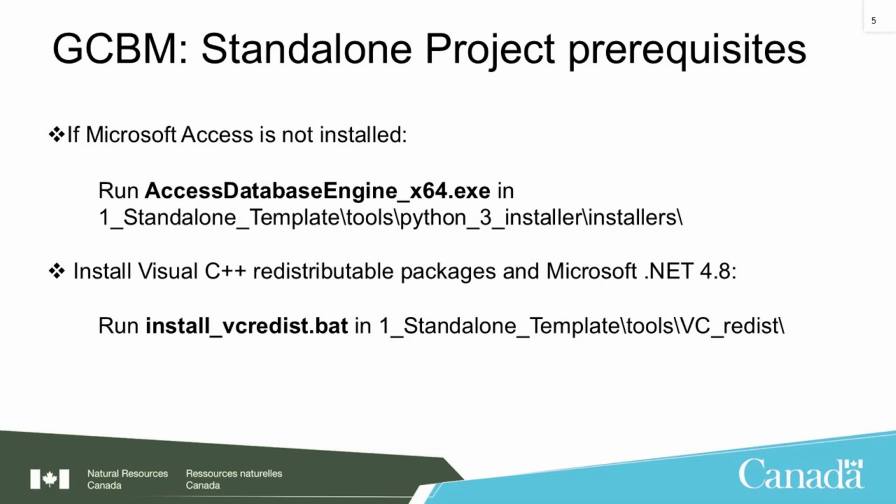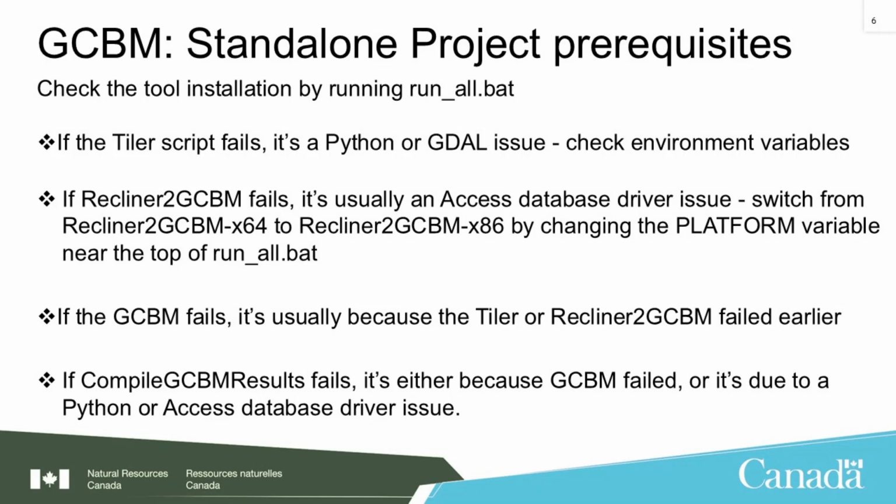Since the GCBM's archive index database is in Microsoft Access format, the user will need to install the Microsoft Access database engine if they don't already have it installed. The user will also need to install Visual C++ redistributable packages and Microsoft .NET 4.8. Once all of the software is installed, the user can check that everything is running correctly by simply double-clicking on the run_all.bat file. If everything goes well, great, but if not, the following are some troubleshooting steps.